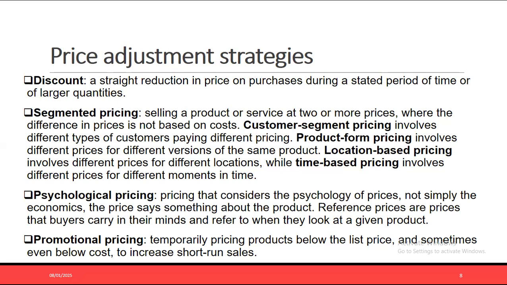Then we have segmented pricing. Segmented pricing sells a product or service at two or more prices, where the difference in the price is not based on cost, but can be based on the customer segment. So you can have different customer segments, and the price for each customer segment for that product will be different. And then you can have product form pricing, where you have different prices for different versions of the same product.